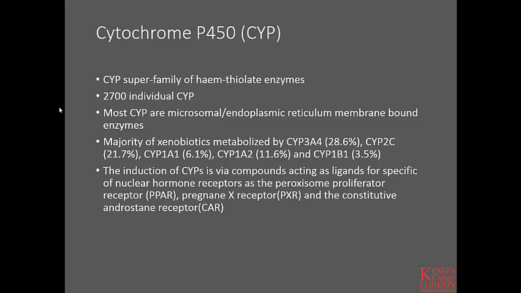The induction of the CYP system is via these particular compounds acting as ligands for specific nuclear hormone receptors, such as the peroxisome proliferator receptor, or PPAR, PXR, or other nuclear hormone receptors like androstenedione receptor.